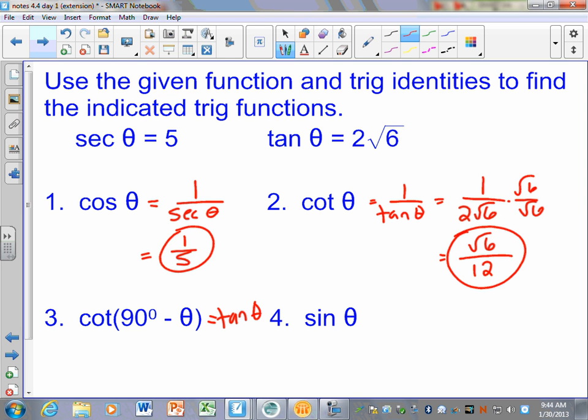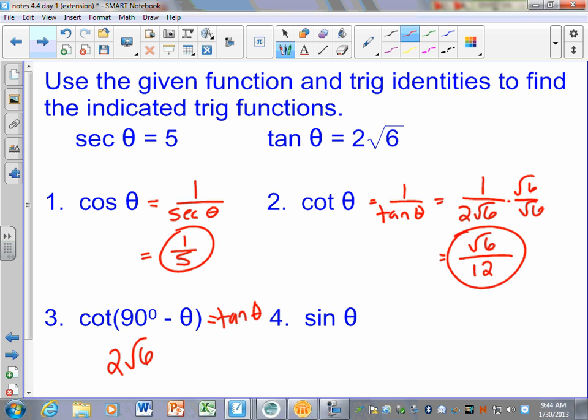So that's one that it really is nice to use that value. I don't know what theta is, but I know if they ask me to find the cotangent of 90 degrees minus that angle, it's going to be equal to tangent of theta, which means it's just the same thing as tangent, 2 square root of 6. So although there's 4 parts to this problem, notice there's not really a whole lot of work I'm having to do. It's just kind of using those formulas.